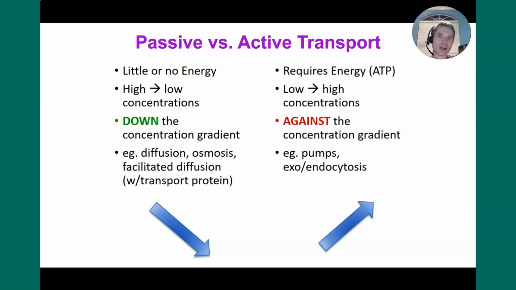In this slide, you can see the compare and contrast between passive transportation and active transportation. Passive transportation requires little or no energy because we're always going with the gradient, or down the concentration gradient, from high to low. Examples of this include diffusion, osmosis, and facilitated diffusion, whereas active transport requires energy. That's because we're going against the concentration gradient. We are moving from a low concentration to a high concentration. So things such as pumps and this process called exocytosis or endocytosis are also examples of active transport.